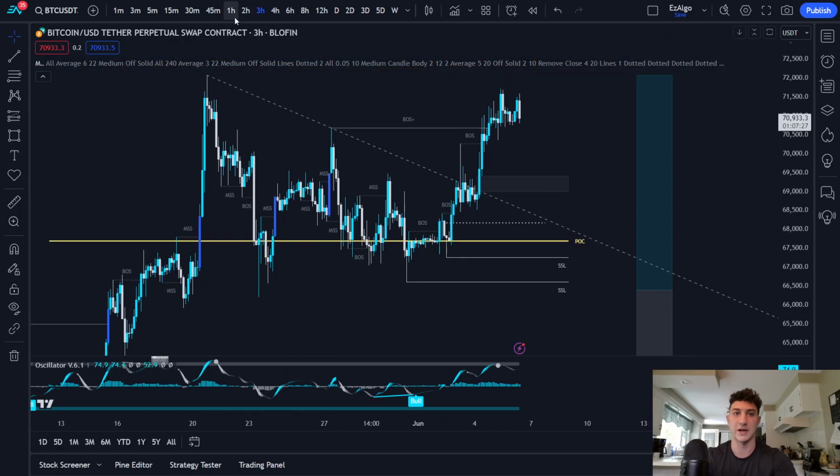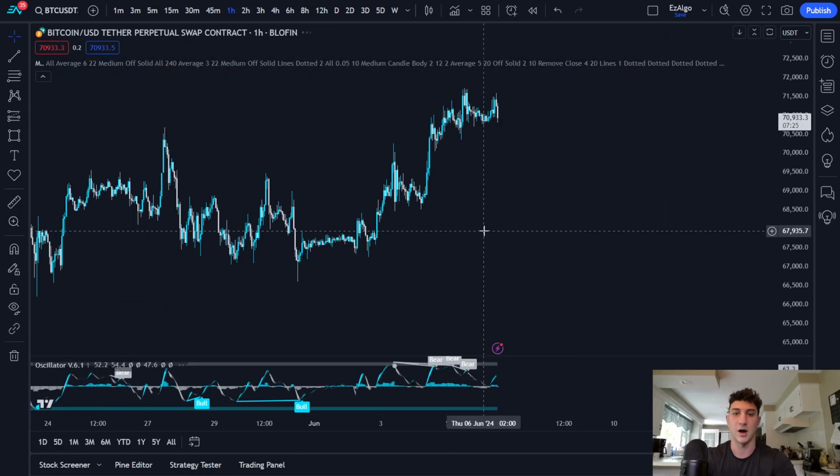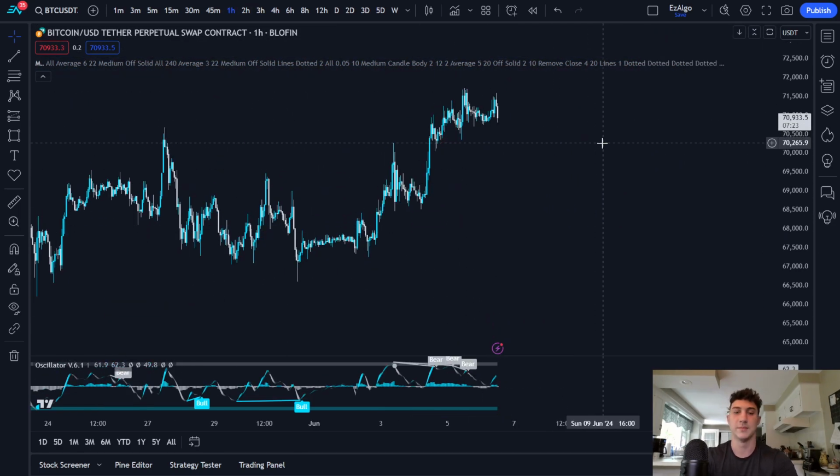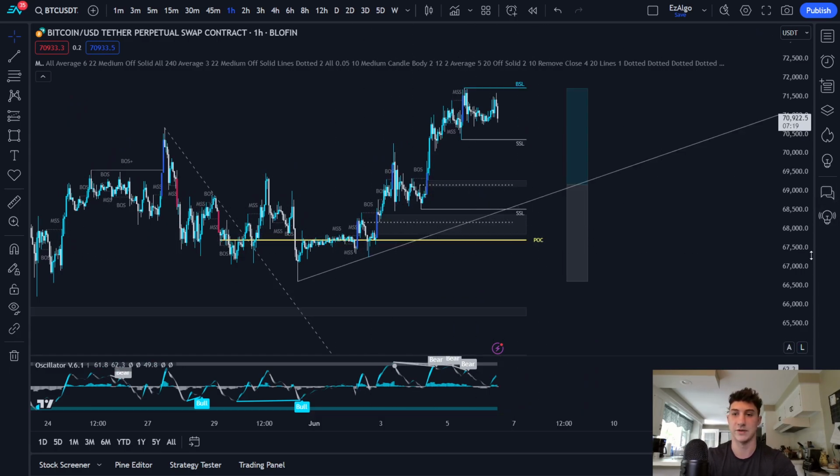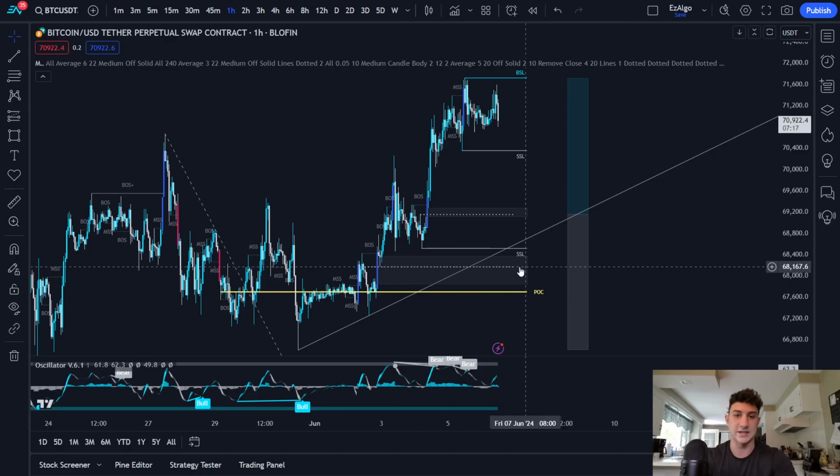So if I want to enter maybe on a 1 hour time frame, obviously this line is not going to change because it's set to the 4 hour. So that line is going to be the same on every time frame. Right off the bat, I can tell that this is going to be an area where I want to take a long position here on Bitcoin.